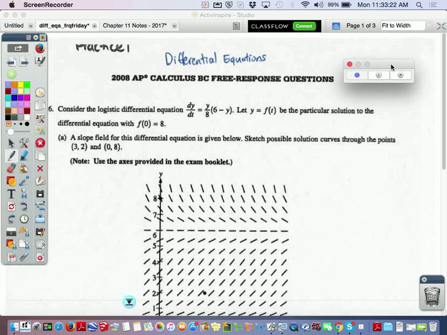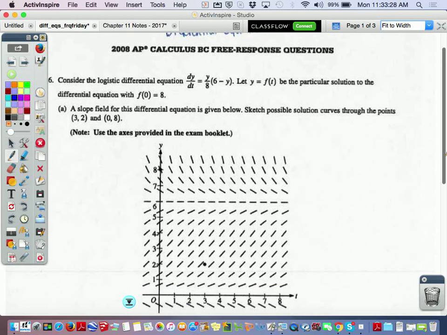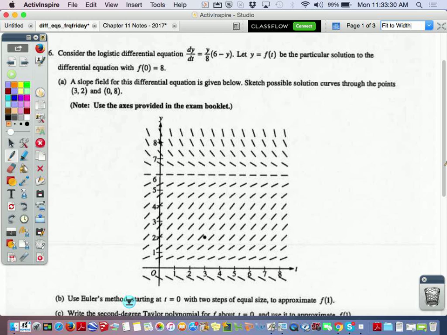Okay, we've got the 2008 differential equation FRQ question. First part of this question is nice and easy. We are just going to put in the solution curve for two given points. So the first point they're having us look at is 3, 2. Super nice. They actually gave us the point on here.